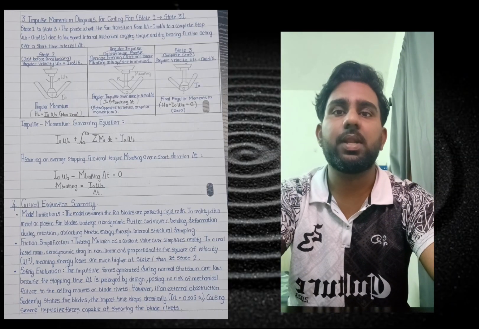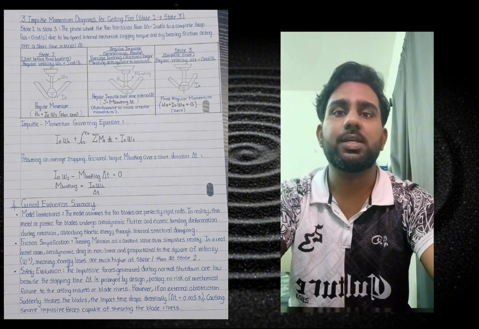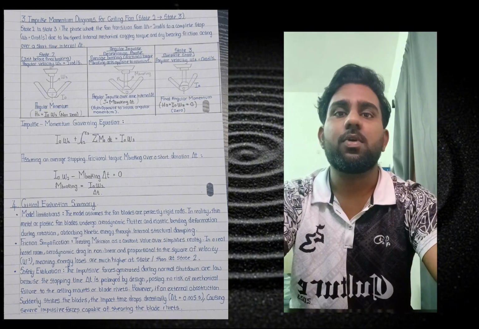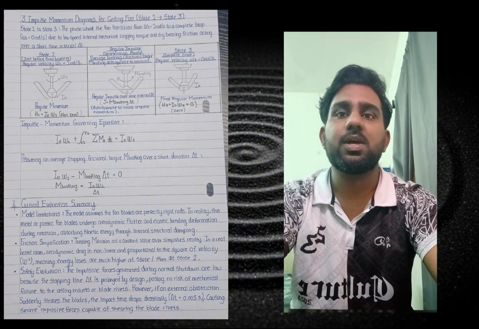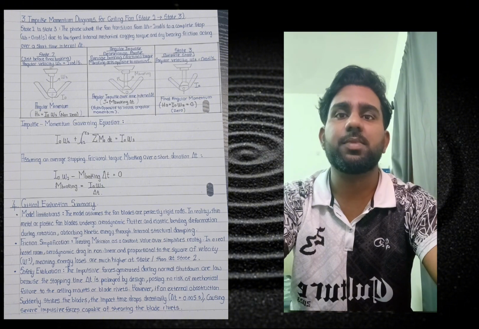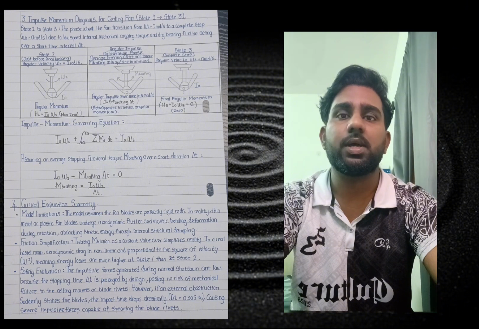Furthermore, we assume the blades are perfectly rigid bodies, but in reality they experience elastic twisting and aerodynamic flutter, which absorb kinetic energy through structural damping. From a structural safety perspective, a slow deceleration time of 1.5 seconds keeps the impulse force minimal, keeping the shear stress on the blade rivet well within safe torque limits for aluminum. However, if the fan stops suddenly, dropping the stopping time to milliseconds, the impulse force spikes dangerously, threatening mechanical failure at the joint.